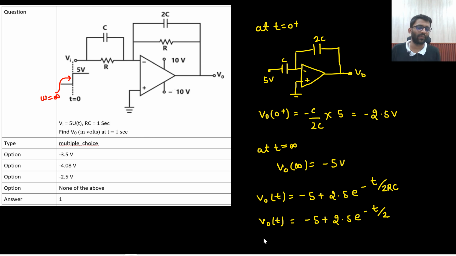You can draw the waveform as well. In the interview, they can ask you the waveforms as well. So at 1 second, they are asking. So minus 5 plus 2.5 e to the power minus 1 by 2. If you calculate it, you will get roughly around minus 3.5 volt. So this is the answer. Minus 3.5 volt is the answer. Okay.